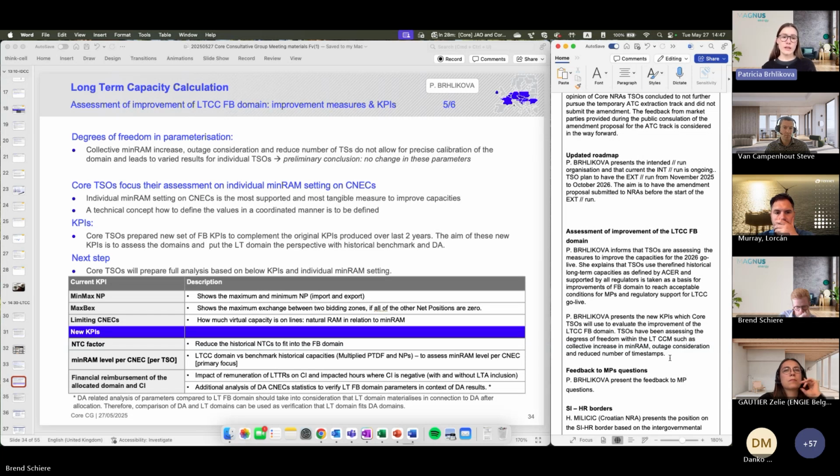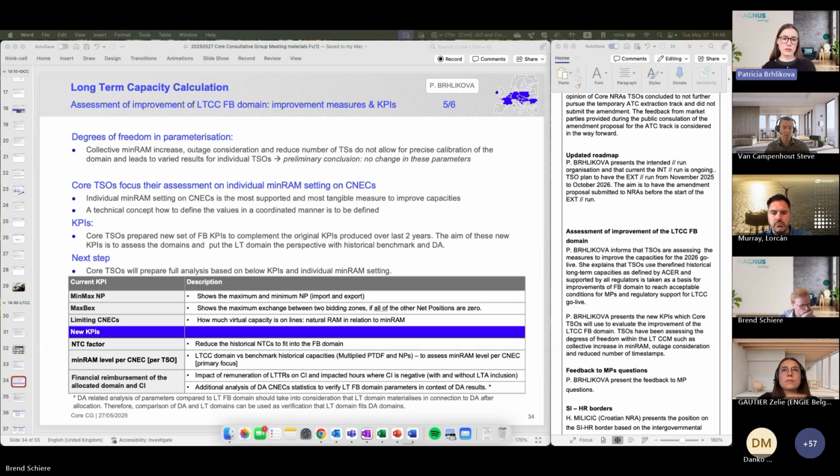To make the connection then to day ahead, we are looking also at the financial reimbursement of the allocated domain and the congestion income. So this is really to see what sort of long-term transmission right payouts would be necessary depending on the size and allocations in long term, and how this then connects to day ahead with and without LTA inclusion. And I think this is really one of the key pillars of the assessment to make sure that we actually get the size of the long-term domain right, also from the financial risk exposure perspective.